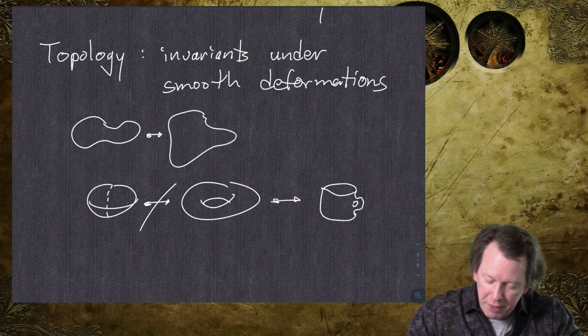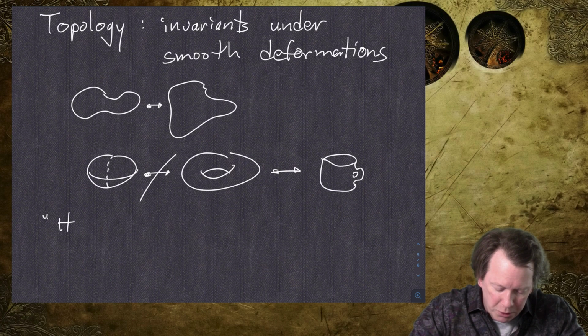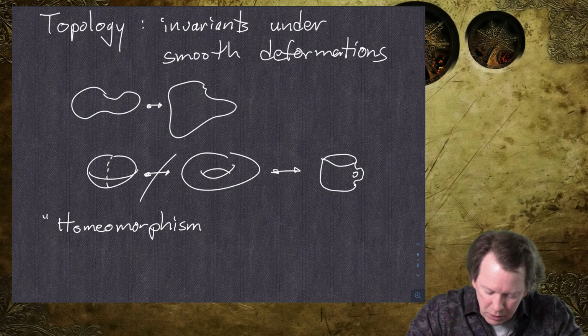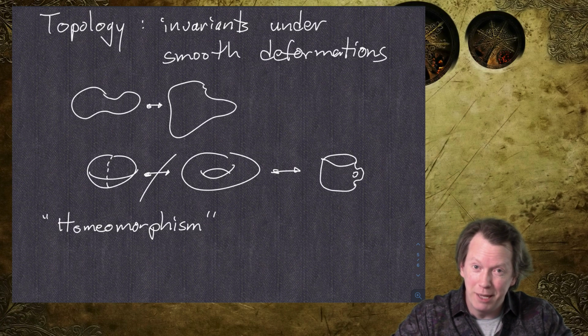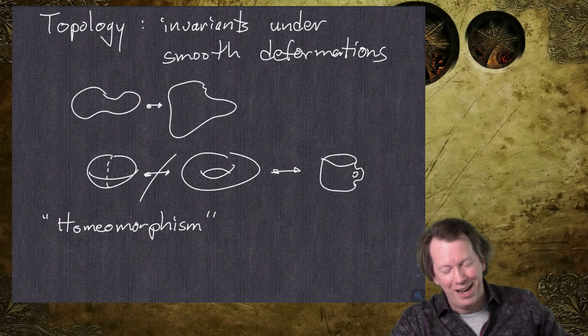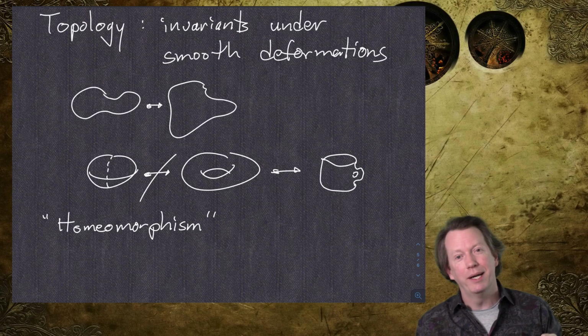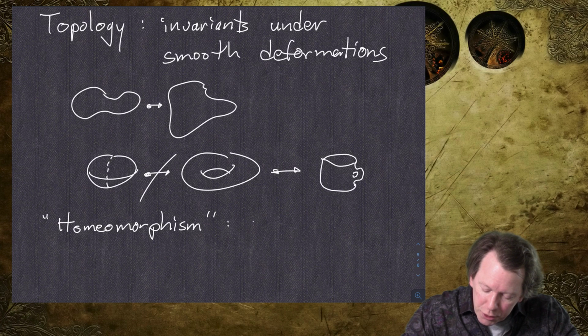So these smooth deformations, what do we mean by a smooth deformation? The technical term, which we won't be using that often, but I'll tell you, is homeomorphism. And sadly, there's another word, homomorphism, which sounds almost the same except for the letter E, but means something different. A homeomorphism is a topological way of saying what a smooth deformation is. It's basically a smooth map.